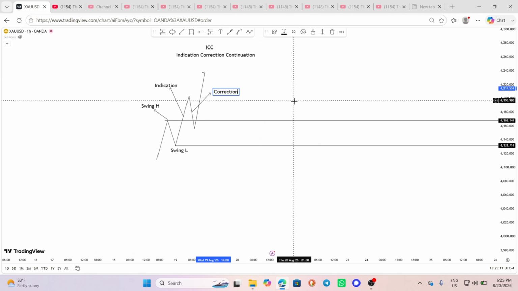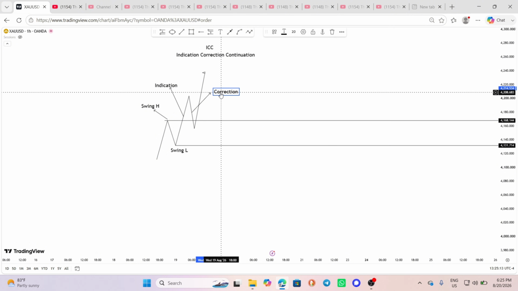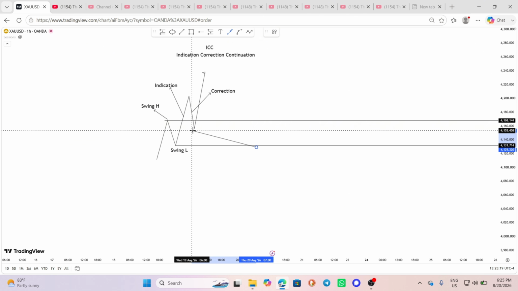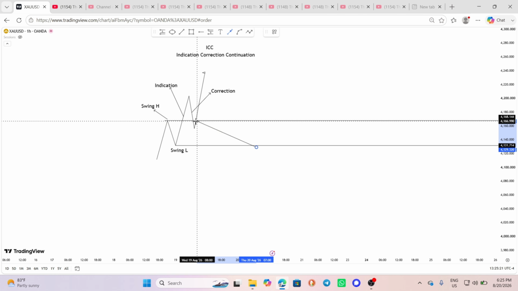Right? So this is our correction. After the correction is done, what next? Price will go again the second time, which is for the continuation. The moment price breaks back above the level where it did the first time, this means price is going for the continuation. And you guys have to put this in mind, right?